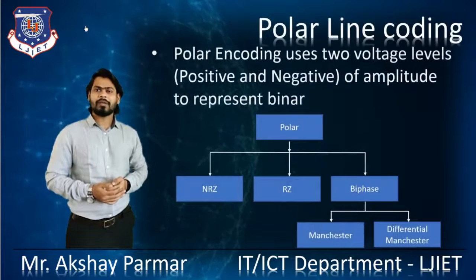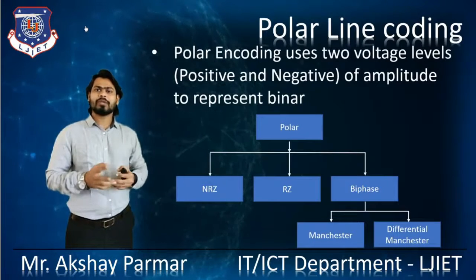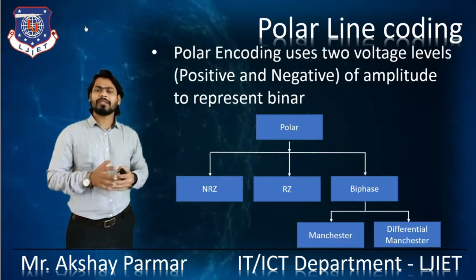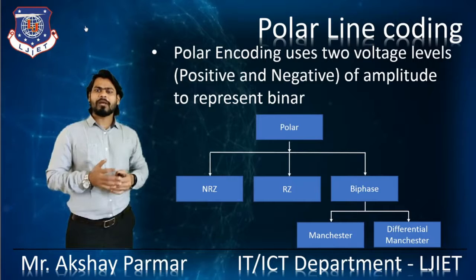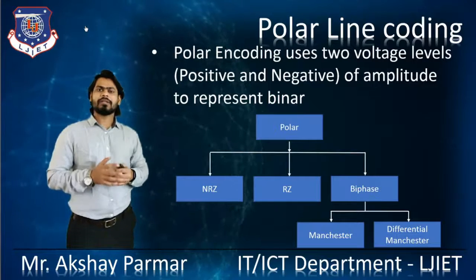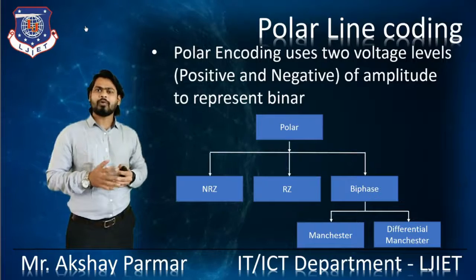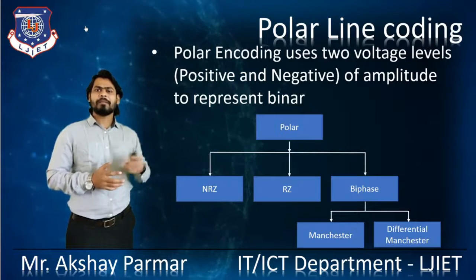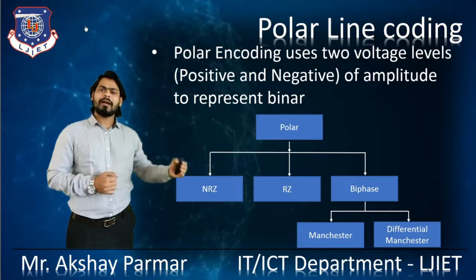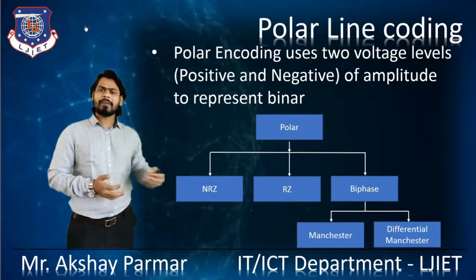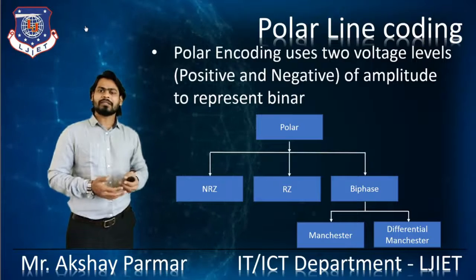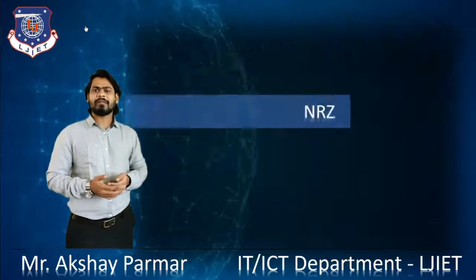So, polar line coding. Polar encoding uses two voltage levels, positive and negative, to represent the binary. Mainly, polar line coding has three major subtypes: NRZ, RZ, and biphase. And in the biphase, there are two subparts: Manchester and differential Manchester. Let's see them one by one.